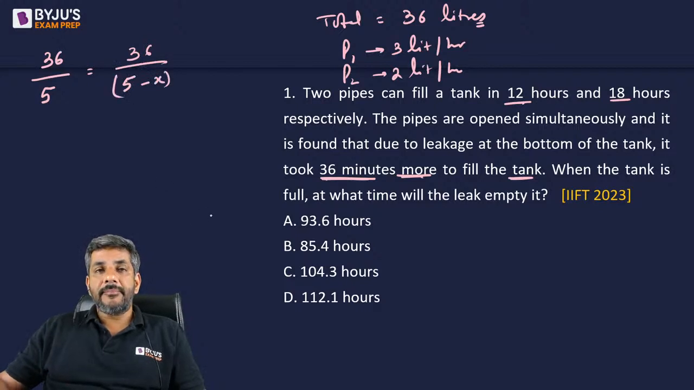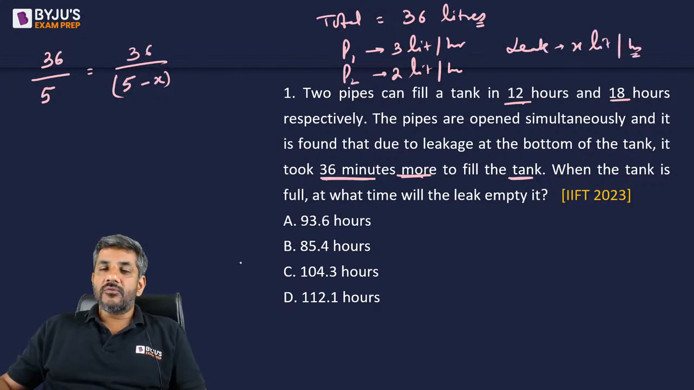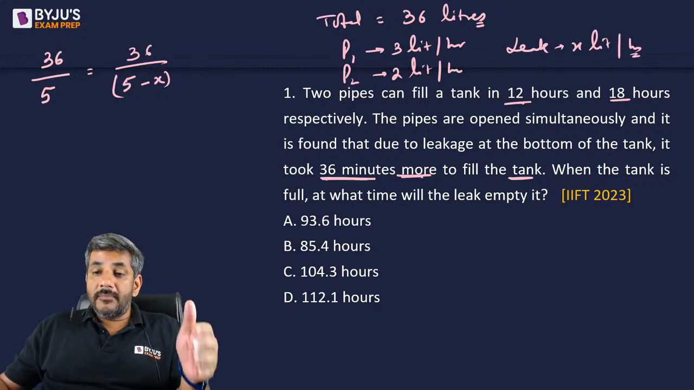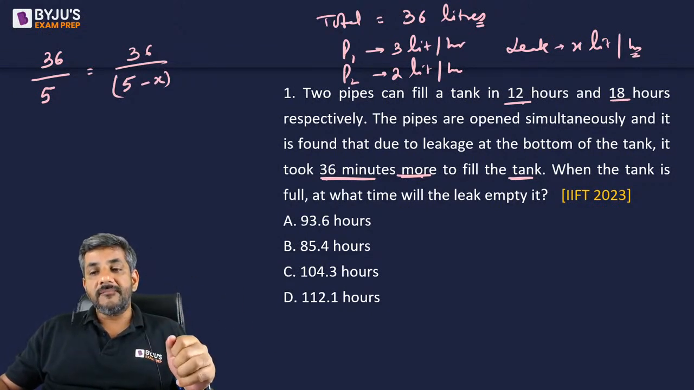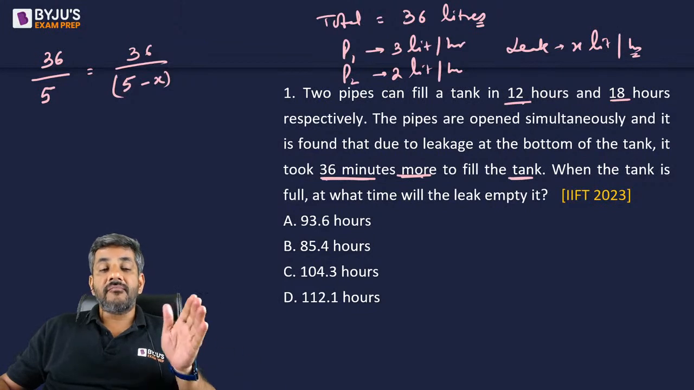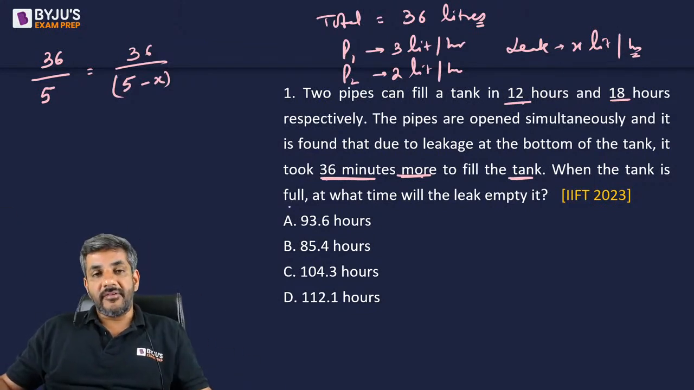What is this x representing? The leak is taking out x liters per hour. Let us say the leak is taking out x liters per hour. So normally the time taken is 36 divided by 5, but today the time taken is 36 divided by 5 minus x, because the leak is also taking out x liters in every hour.